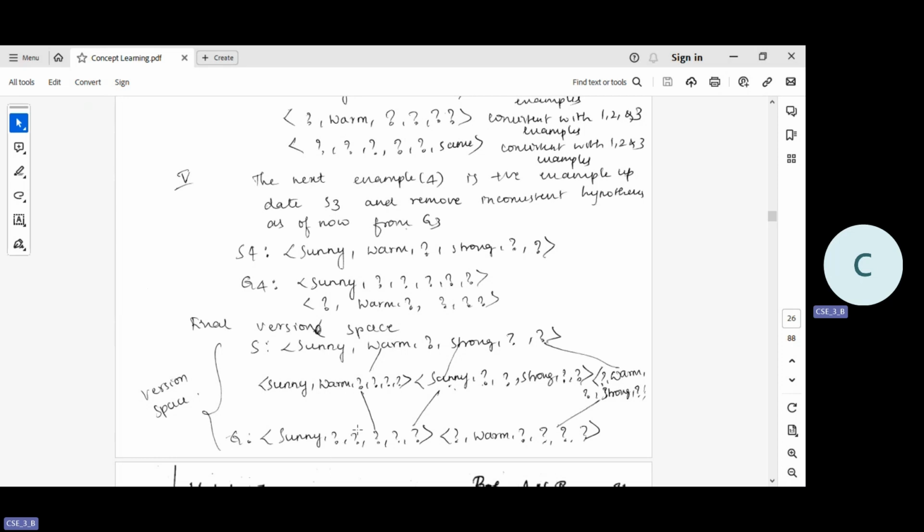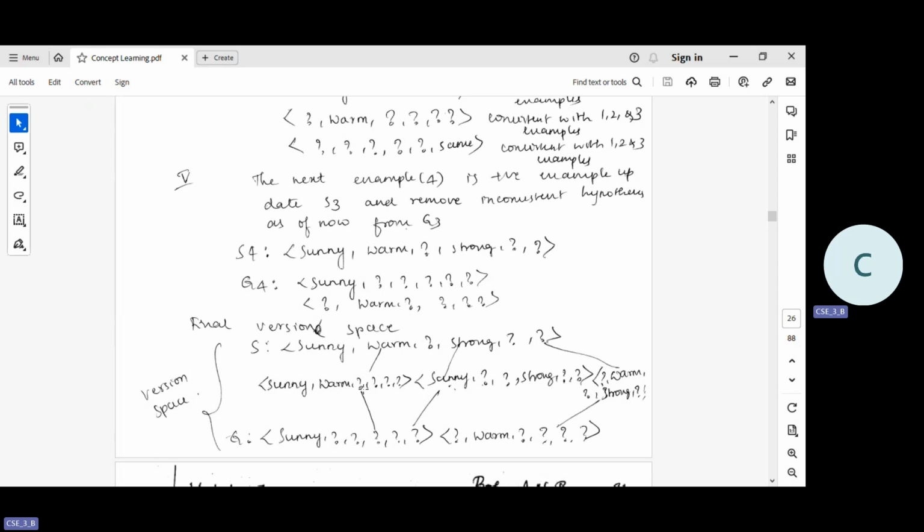So now there is the first mismatch. So what do we have to do? We have to write the new hypothesis. So Sunny, warm. At the question mark and then warm, it is mismatched. So we are writing this warm, and then we are writing all the question marks here. So this is the new hypothesis with the combination of the specific hypothesis and one hypothesis in the generic boundary.